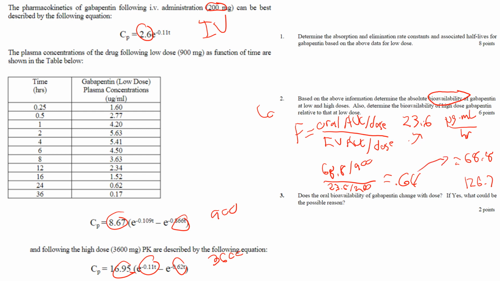That's linked to this one. The only reason I say that is because I'm about to erase half of this. Same process for this next one. We do our high dose oral bioavailability, which is 126.7 divided by 3600, over 23.6 over 200. 126.7 divided by 3600 divided by 23.6 divided by 200. And for this one, we get 0.29.